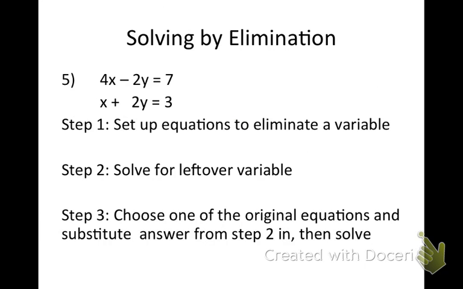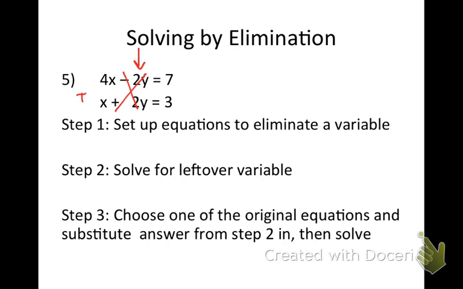I have 4x minus 2y equals 7 and x plus 2y equals 3. I want to eliminate a variable. Which one is set up to eliminate, the x or the y? Why? The y is set up to eliminate here. Why is the y set up to eliminate? Because they're both 2, and I have a positive and a negative. Then they cancel out. So I'm going to add down by canceling them out.